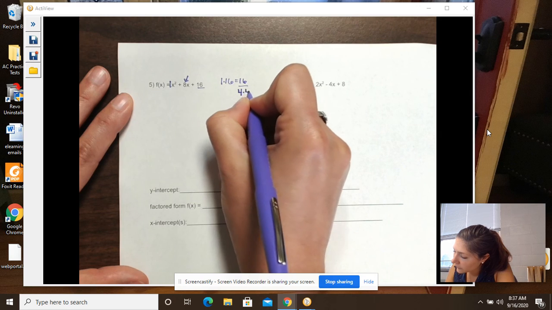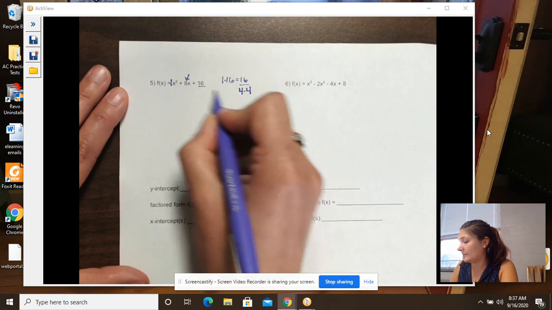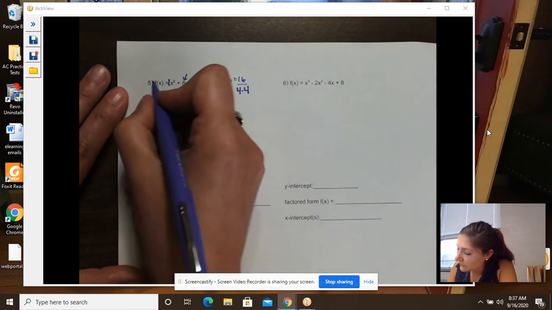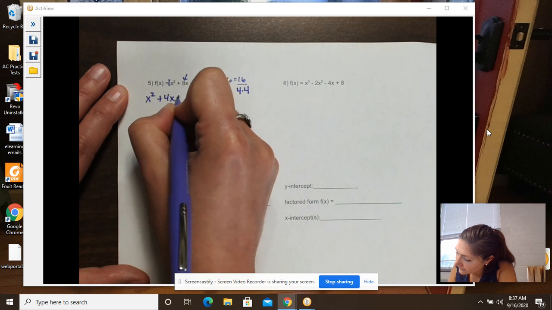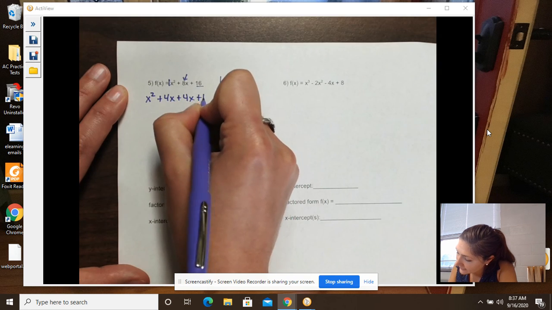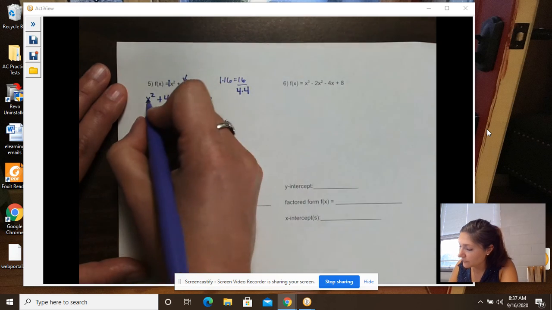But I see here that we're going to need 4 and 4. 4 times 4 gives me 16. If I added them instead, I would get 8. So I'm going to rewrite this as x squared plus 4x plus 4x plus 16. And now, since it's 4 terms, I'm going to use grouping.